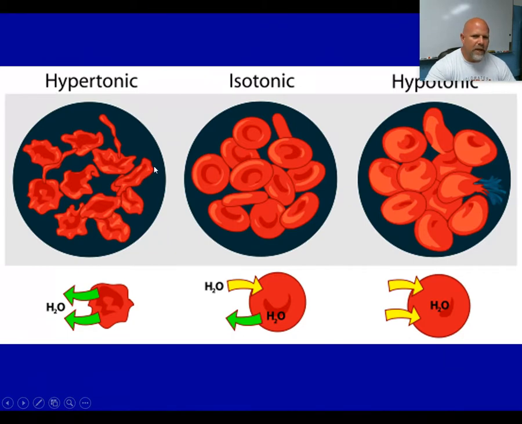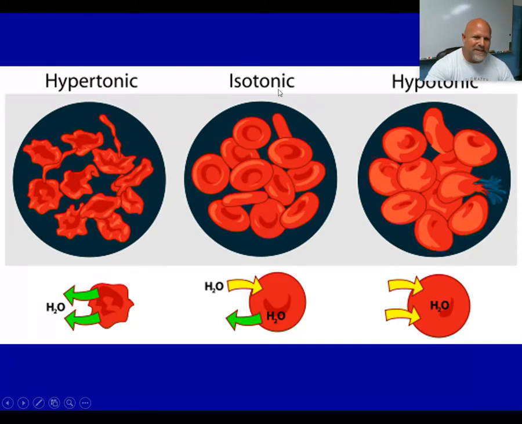So if we have more stuff in the solution outside of our cell, what's going to happen is molecules of water are going to want to move out of the cell from an area of higher concentration of water to an area of lower concentration of water. So let's say this is a salt solution out here that's higher in concentration of salt than the cell is. So we have a higher concentration of water inside, it's going to want to move out, and the cells are going to shrink.